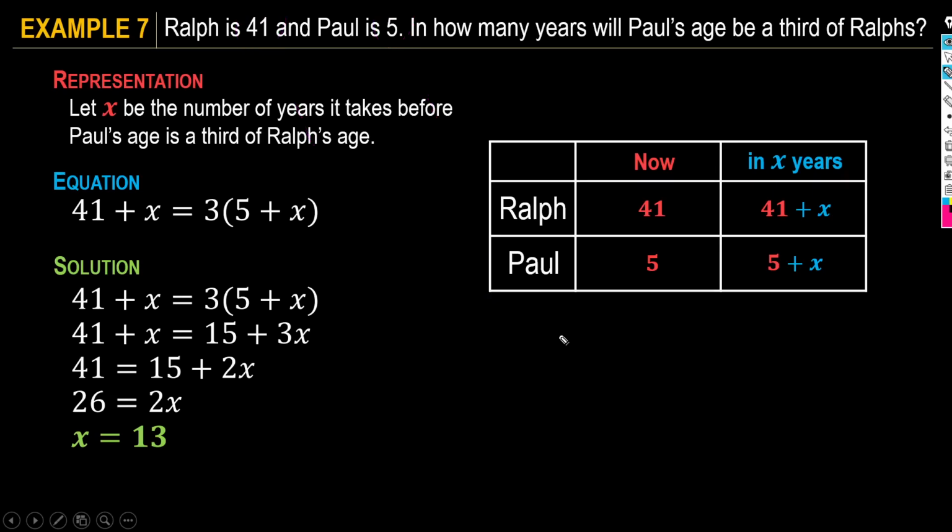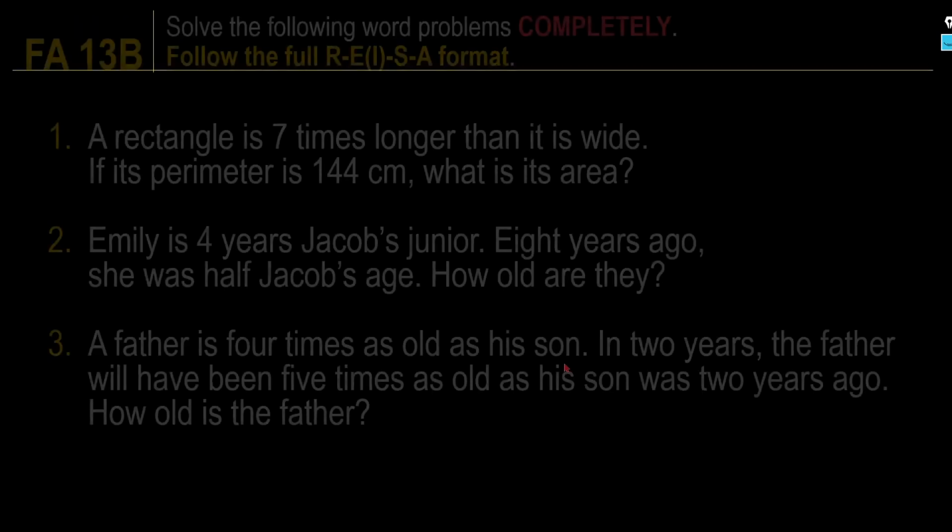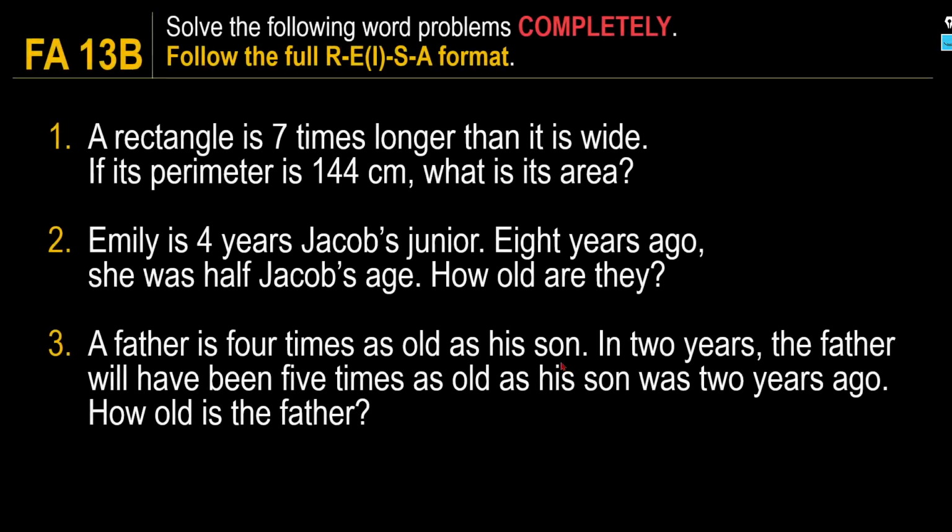O, di ba? So, my final answer? Oh, sorry. In 13 years, there you go, Paul's age will be a third of Ralph's age. Tama. Okay. Balikan yung mga examples kung nalitong konti. But, for now, what's left to do? Ito. You have 3 problems here. This time around, hindi lang basta R and E.